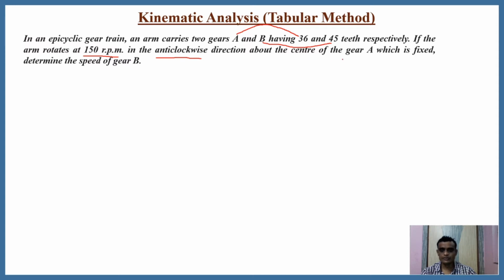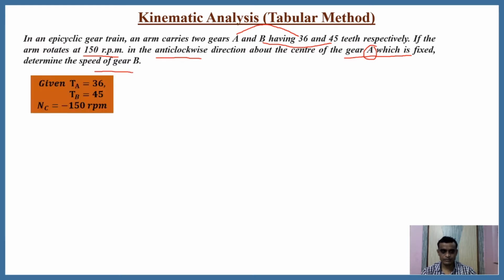About the center of rotation, gear A is fixed, that means the speed of gear A, na, is equal to 0, and we need to find out the speed of gear B. Now just consider this: ta is equal to 36, tb is equal to 45, and nc is equal to 150, and na is also given, which is 0.